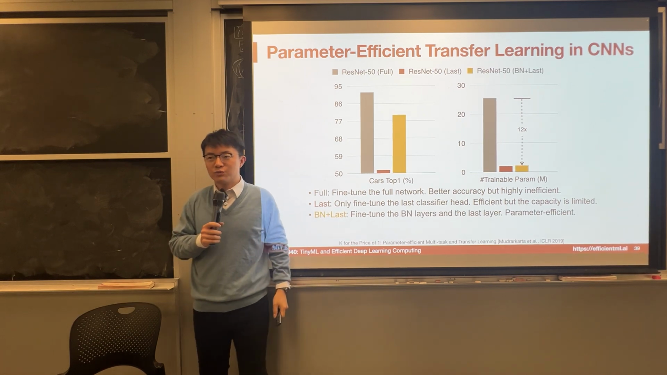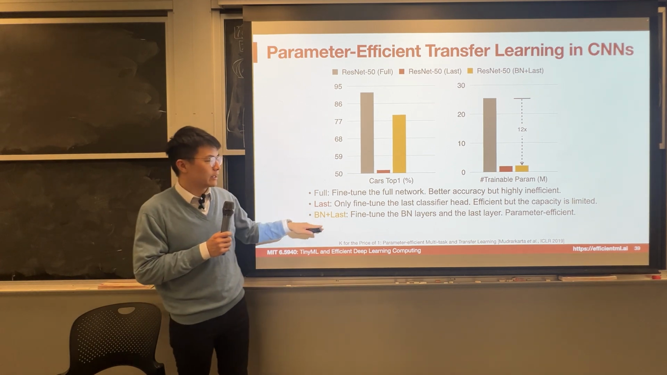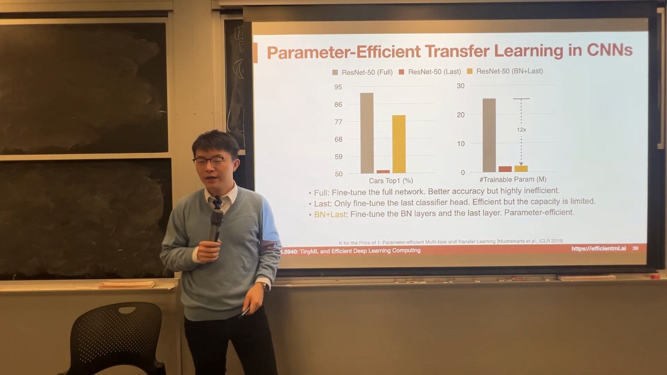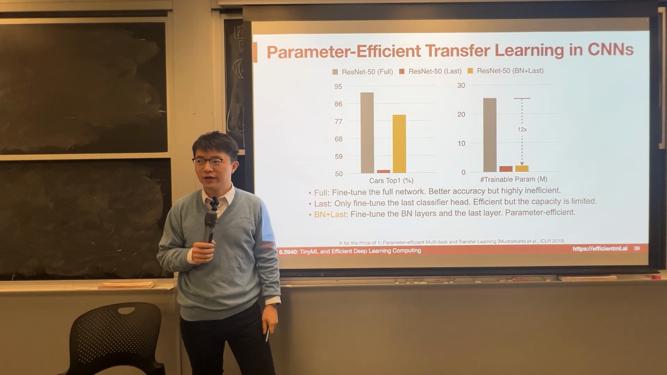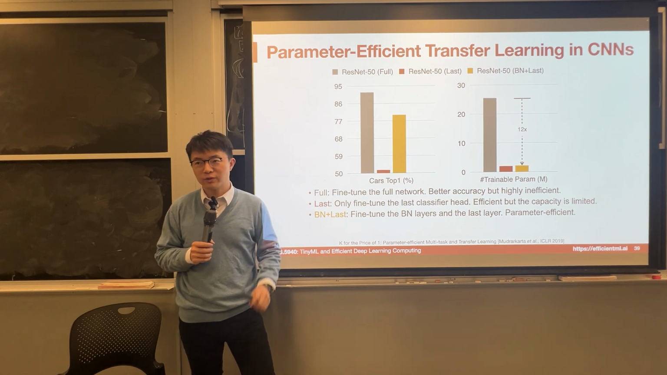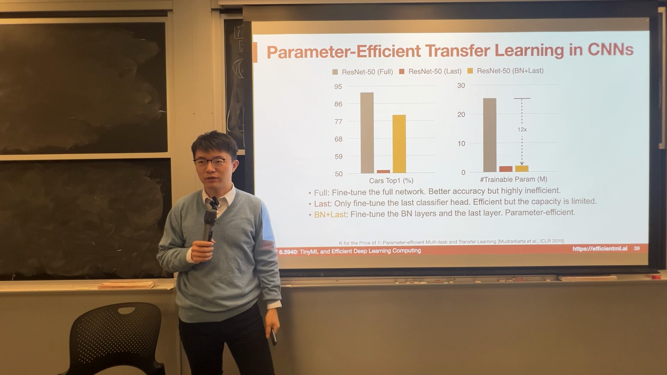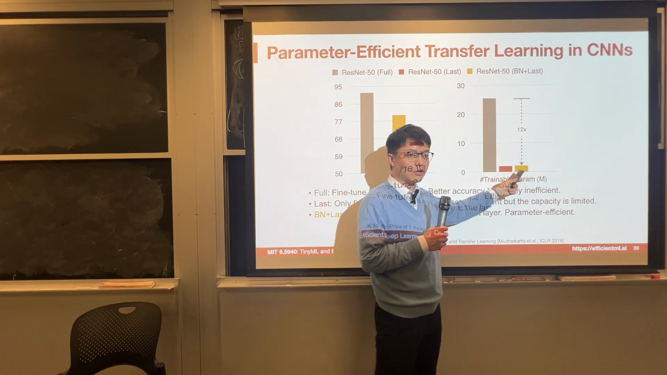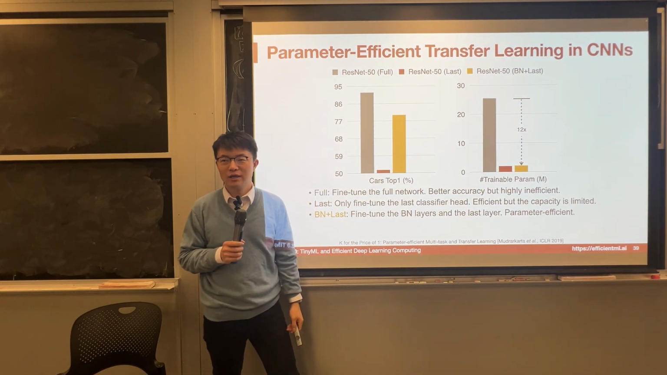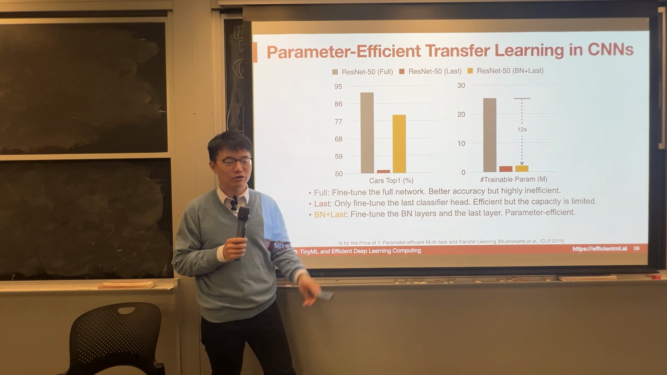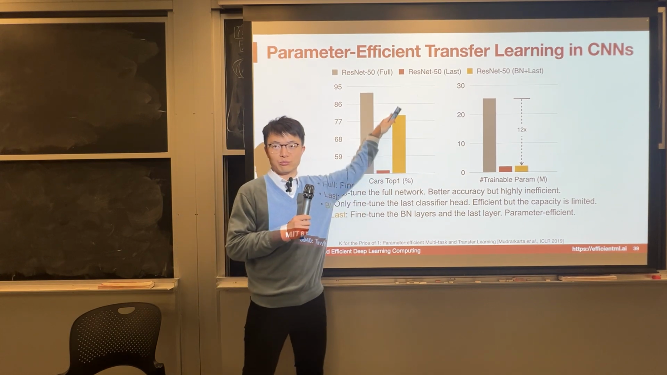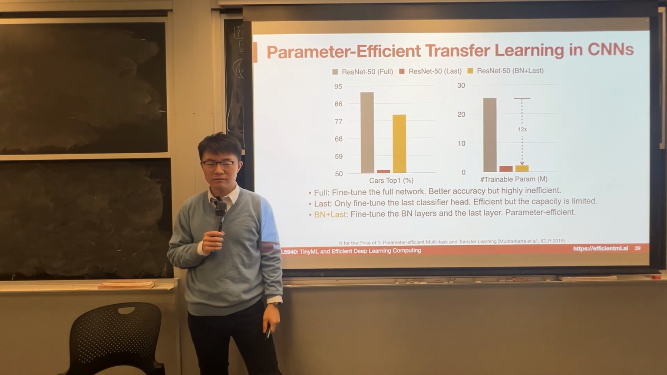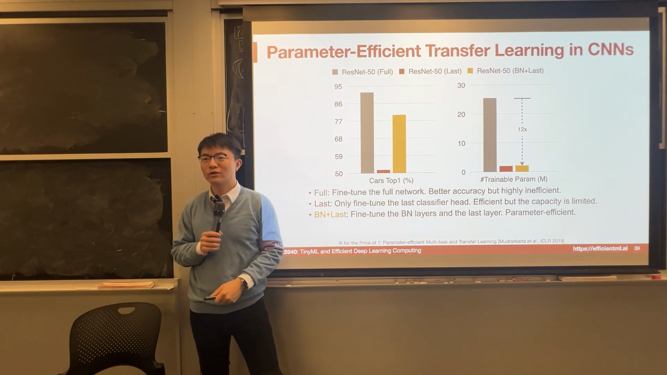Another very smart approach people proposed is to fine-tune the batch normalization layers and also the last layer. And this is very parameter efficient. You can see the trainable parameters are reduced by 12x, since we only have to fine-tune a little bit of the parameters, the scaling factor and also the bias. And you can see the accuracy boosted pretty significantly compared with fine-tuning only the last layer. It's very parameter efficient with okay accuracy.